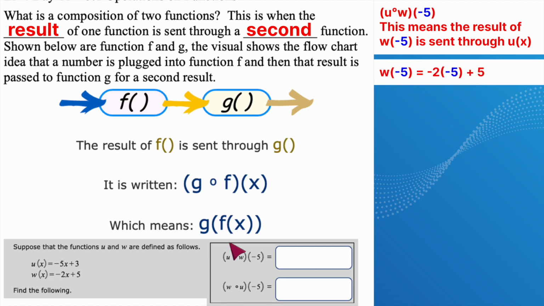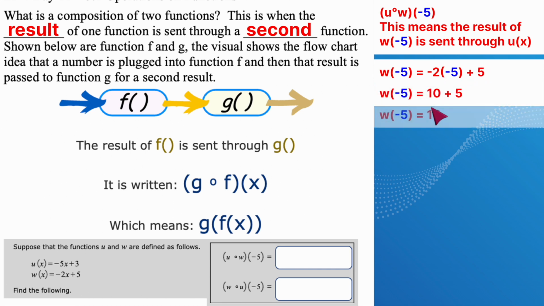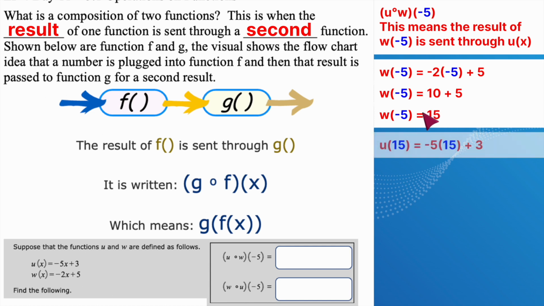So I'm using the expression they gave me here, negative 2x plus 5. So instead of x, I'm doing negative 5. So negative 2 times negative 5 gives me positive 10. Plus 5 gives me 15. So that's the result of w of negative 5. Now I'm going to send that through u of 15 because it's not u of negative 5. It's u of the result of the last one we got. The result was 15. So now it's u of 15, and that's going to equal the expression here.